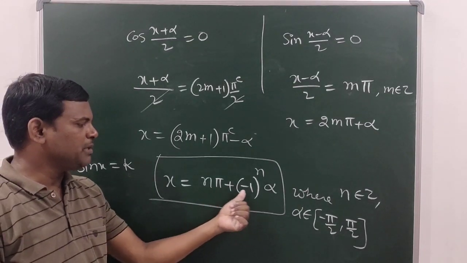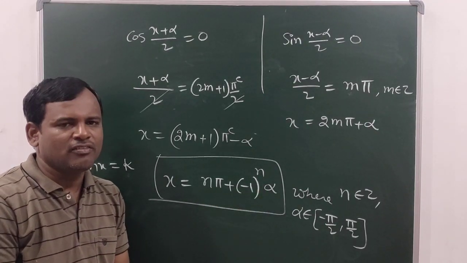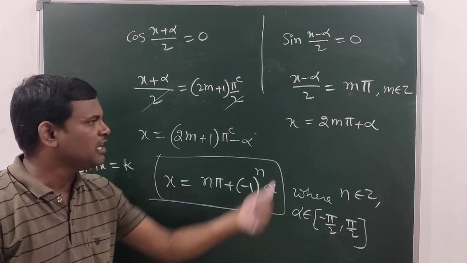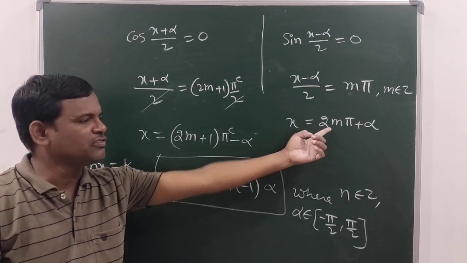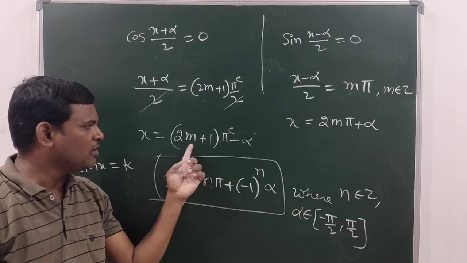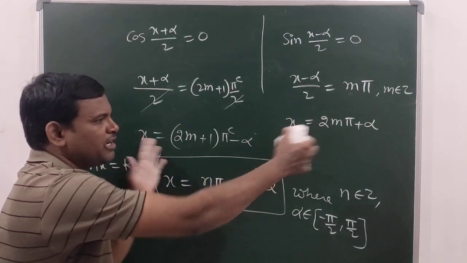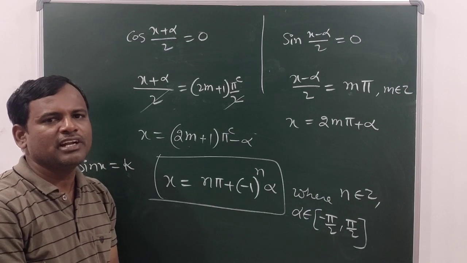Okay, n pi plus minus 1 whole power n alpha. How did I write this? With the help of these two only. If n is an even number, you get this one. If n is an odd number, you will get this one. So I kept it together so that we get it like this.